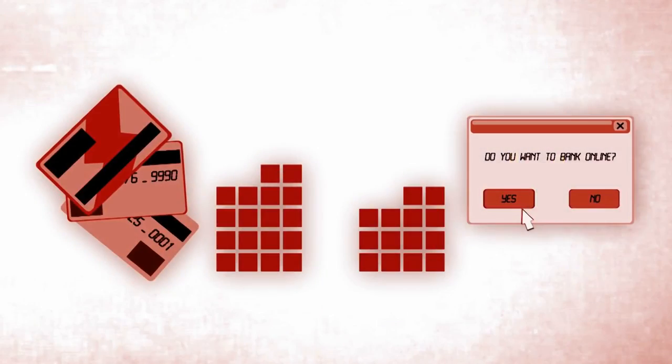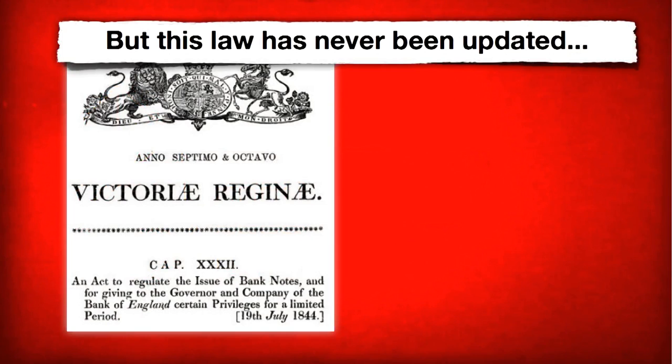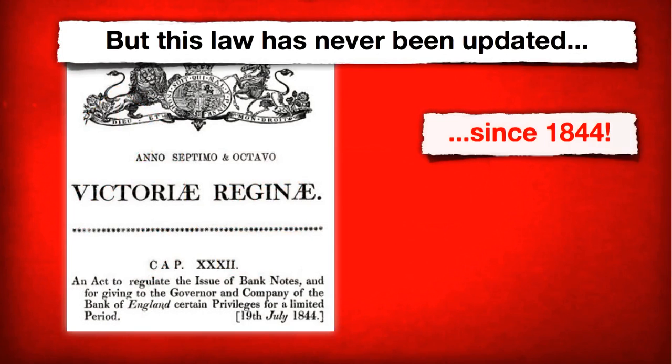The shocking thing is that even though our monetary system now is electronic, this law has never been updated since 1844, which means that it's just shy of 170 years out of date, the law that actually governs our monetary system. Now, the reason that banks can create money is because the liabilities, the accounting entries that they create, are what we are using as money.